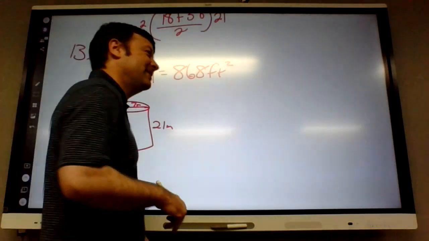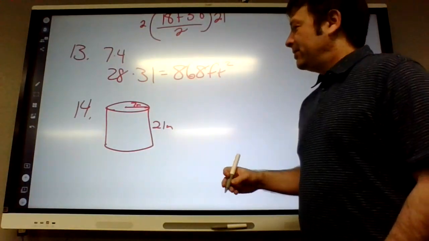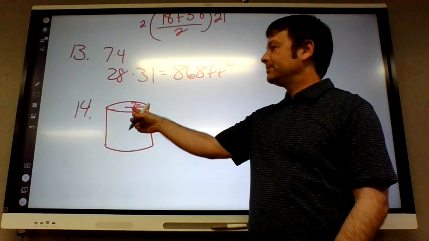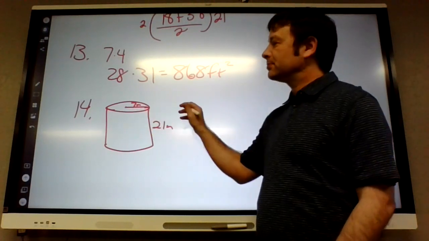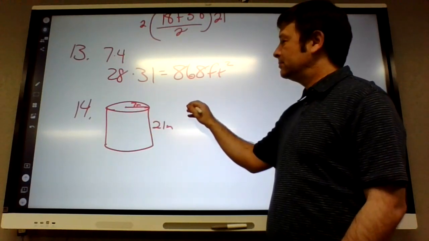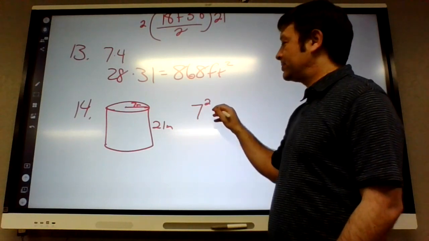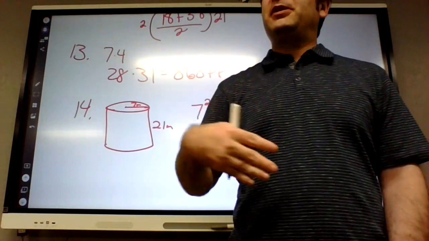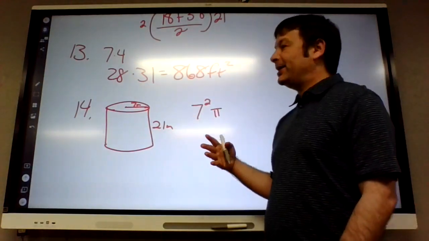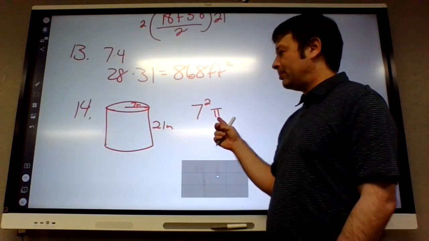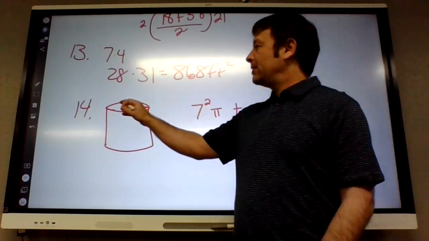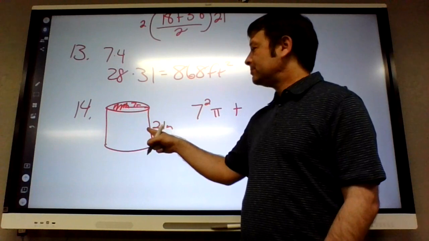Okay, so how do we find the area of a base? If it's a circle, pi r squared. So 7 squared times pi. Since we're trying to figure out how much paint we need, the pi thing is not going to be helpful. So we want to turn this into a decimal number. Okay, 3.14. That's for the base.